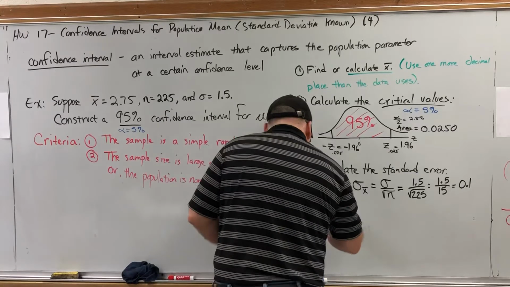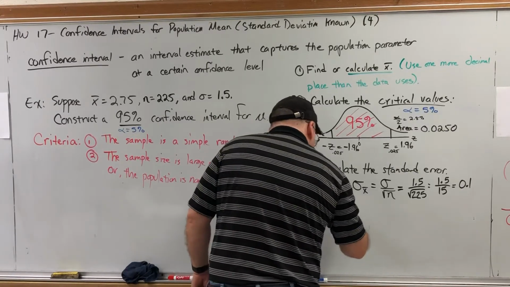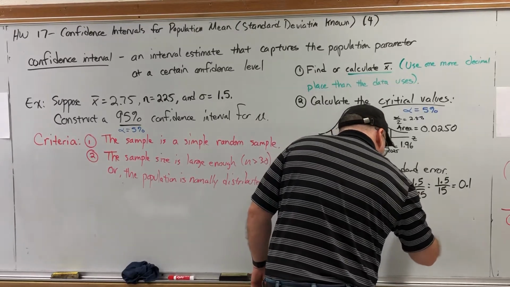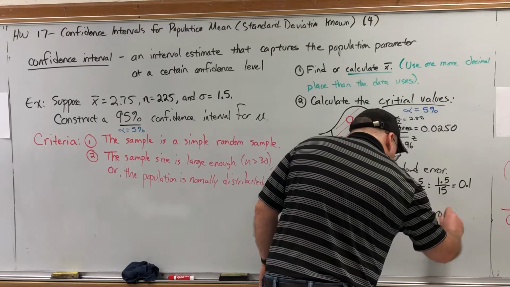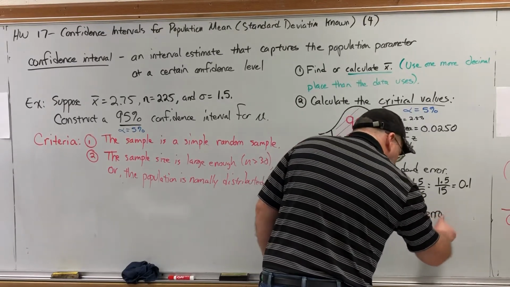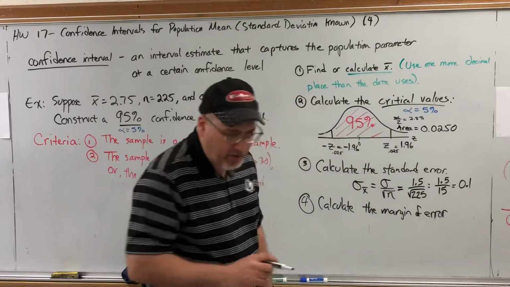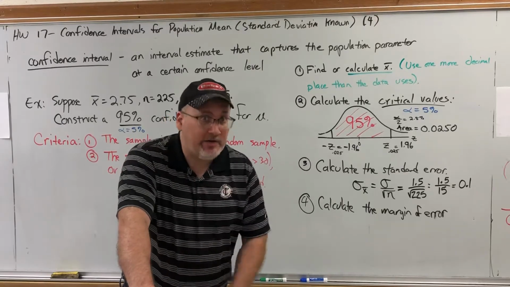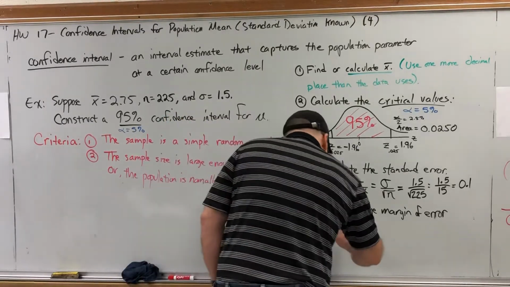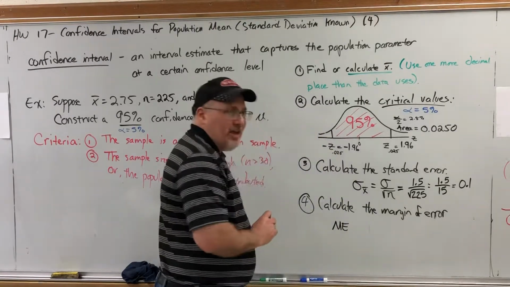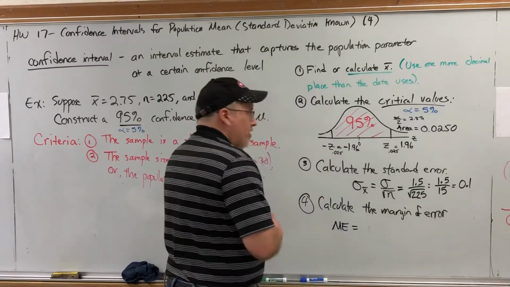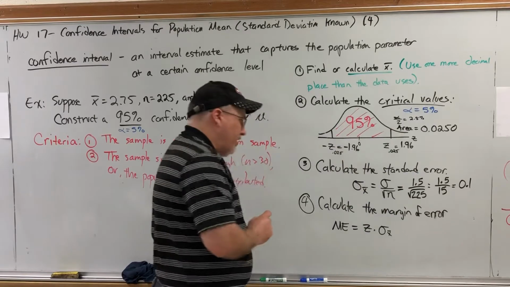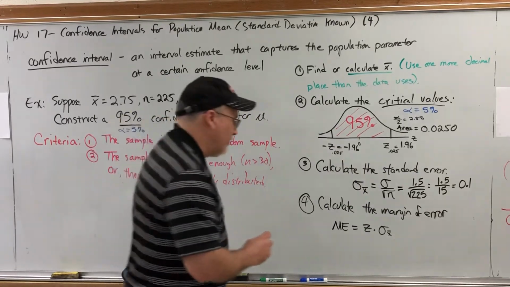So step 4 is to calculate the margin of error. And in this book, as I was looking through the pages, they use a lowercase m for margin of error. I can't bring myself to do that because lowercase m meant midpoint in another context. So I'm going to use the abbreviation that's used in other books, which is just capital ME. And the margin of error is just the product of the critical value and the standard error. In other words, the values that we found in the previous two steps.